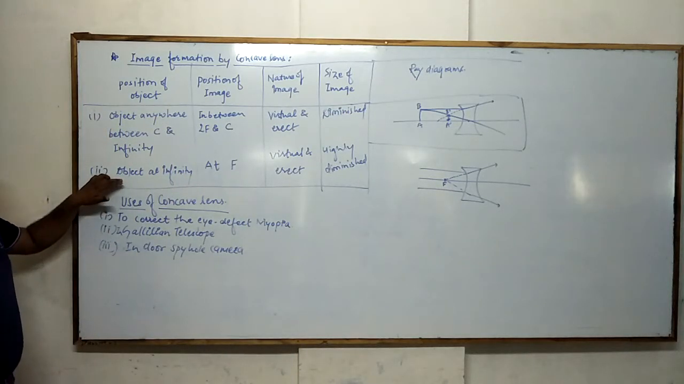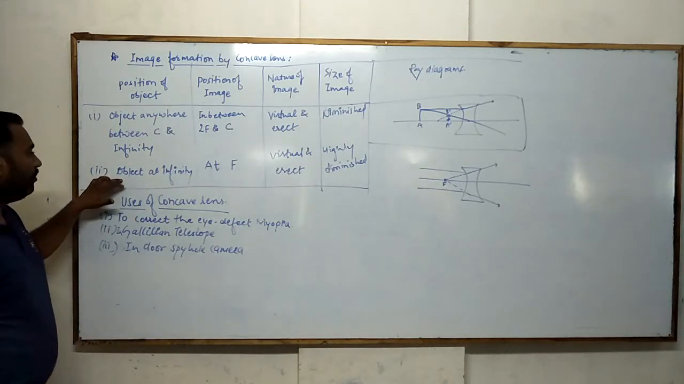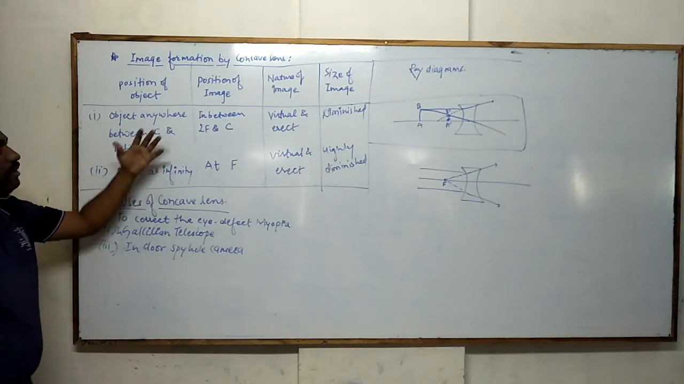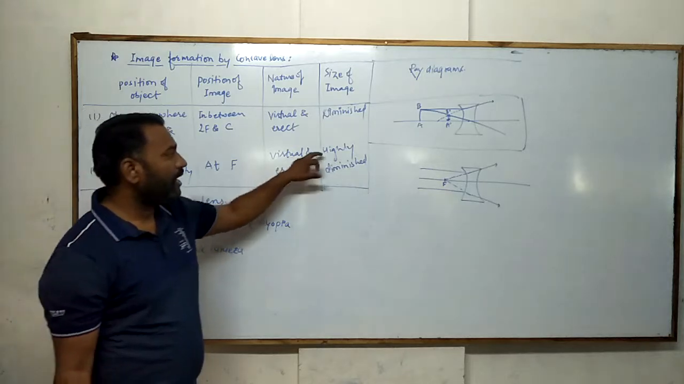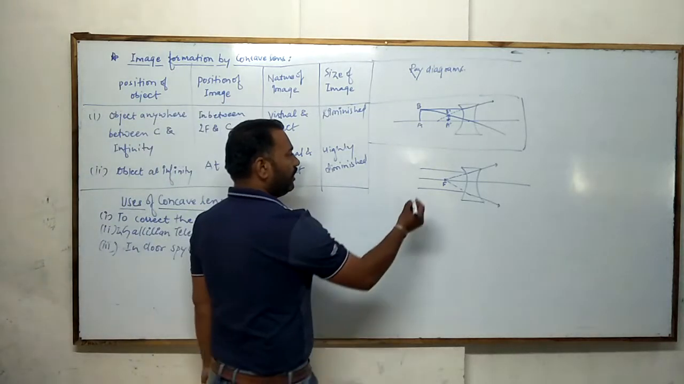Then if we are keeping the object at infinity, the position of image will be formed at F. Virtual and erect, same, and highly diminished. So these are the ray diagrams.